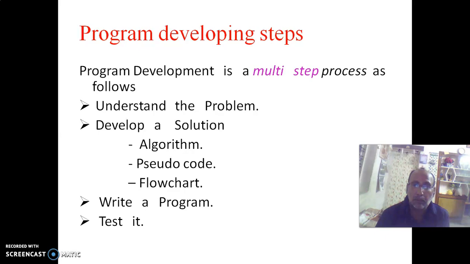Before developing the C program, the program development steps. First one, you have to understand the problem. Second one, develop a solution. When you are developing a solution, you have to follow the algorithm, pseudocode and flowchart. Third one, write a program. Next one, how to test it.